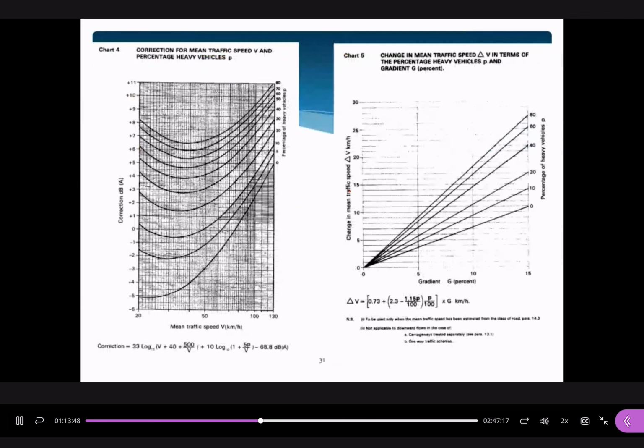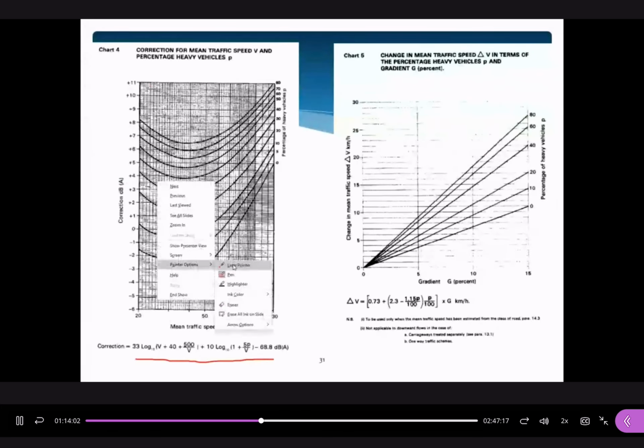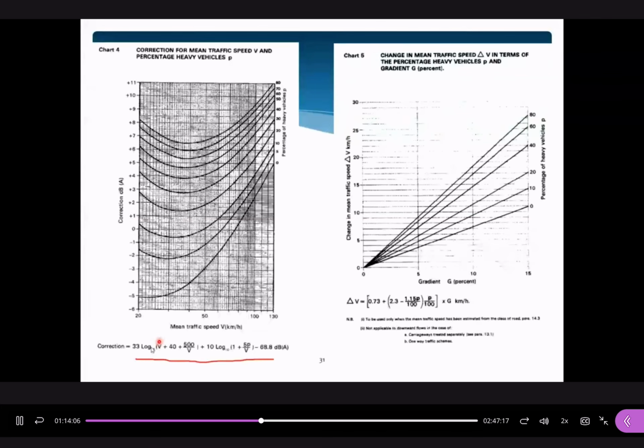Now for chart number 4, how to read this one? You can either use this equation or this chart to find out the correction factor. This is the correction factor. The x-axis is the traffic speed, correct? In terms of kilometers per hour. And how about this one? This is the percentage of heavy vehicles.